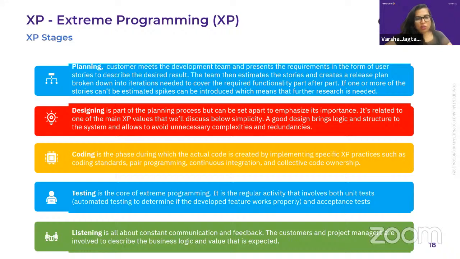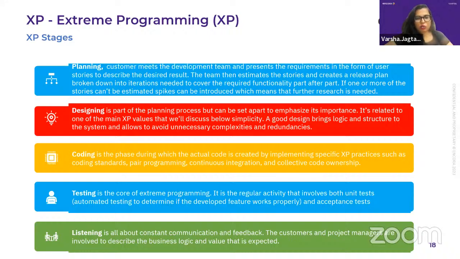Testing is the core of extreme programming. It is a regular activity that involves both unit tests and automated testing to determine if the developed code is in an acceptable state. This is a very encouraged practice for extreme programming, that we have automation in place. Mostly automation is done by the feature delivery team, or I have a unit testing framework where, if I'm coding, I would run all my automated tests myself and certify at least at a first level.